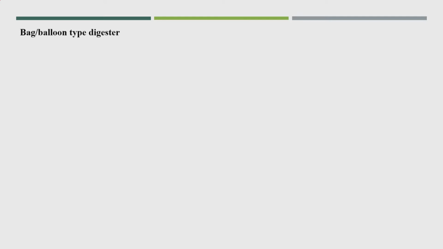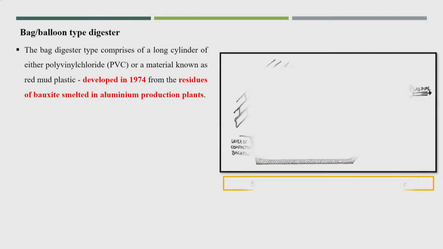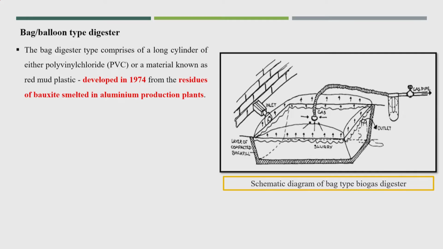So, next is the bag or balloon type of digester. The bag digester type comprises a long cylinder of either PVC, or polyvinyl chloride, or a material known as red mud plastic, that was developed in 1974 from the residue of bauxite smelted in an aluminum production plant. That was one particular industry. They started this kind of digester. The idea was that this is the balloon.